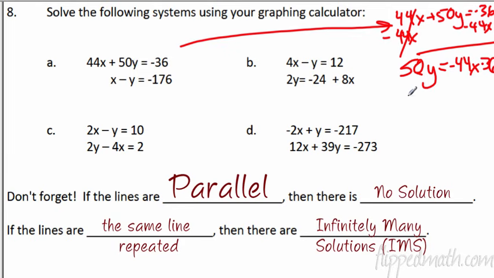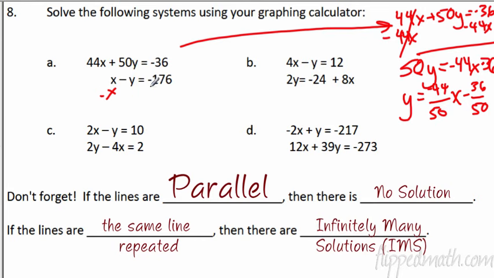All right, we then divide everything by 50, so we get y equals negative 44 over 50 x, and then that's a negative 36, so we're going to write minus 36 over 50. Now, I could reduce that, but I'm not going to. The calculator will be okay with it. All right, so there's our first equation solved for y.